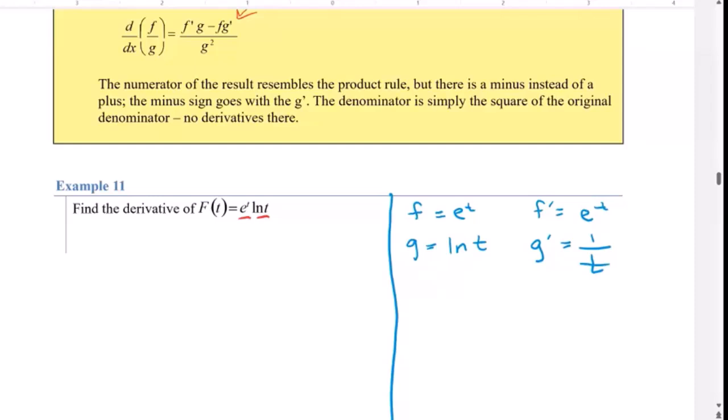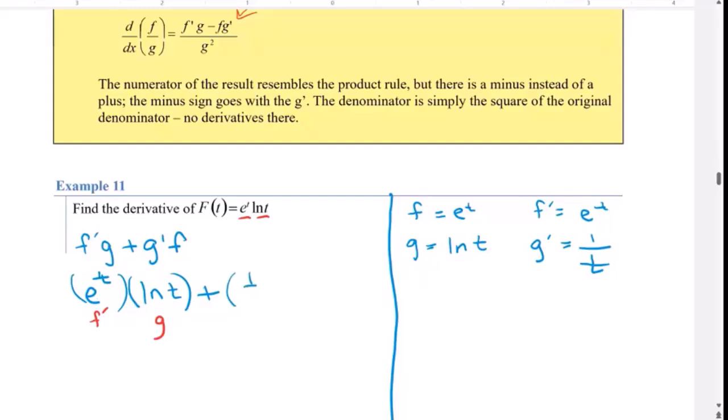Now I know my formula, f prime g plus g prime f. You can use whichever way you like. And then I just plug stuff in. So f prime is e to the t times g, ln of t. Okay, so f prime g, plus, now I'm going to do g prime, 1/t, times f, e to the t.